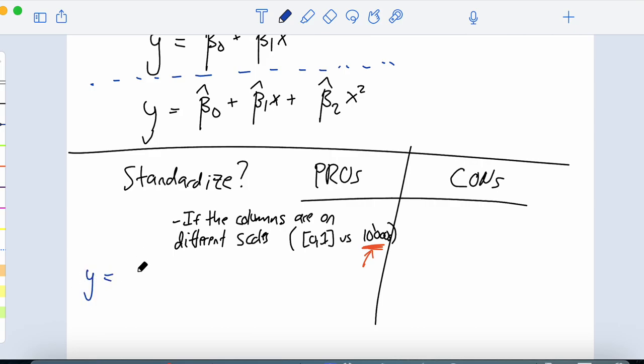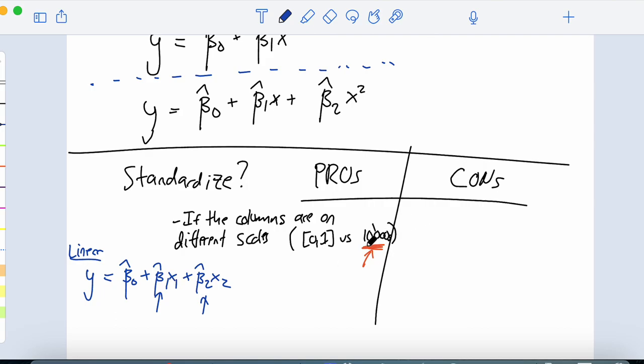It's y equals beta hat 0 plus beta hat 1 x1 plus beta hat 2 x2. So in the linear models, we are multiplying by these numbers, beta hat 1 and beta hat 2, and we are just adding it up. And the computer will automatically change the scale of beta hat 1 and beta hat 2 to kind of undo this stuff. So it won't make a real difference in this model.